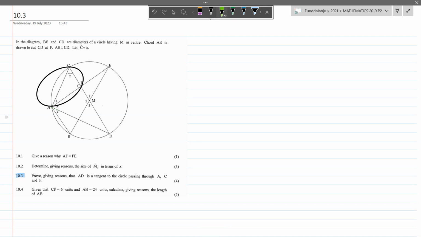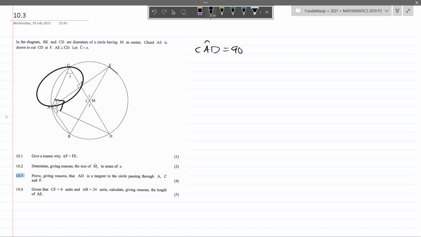So drawing this little picture just helps us to visualize what it is we're actually trying to prove and makes it that much easier, even if it is by a little bit. So here we can say that the angle CAD is equal to 90 degrees. So CAD is this angle here, 90 degrees. And we are saying this because this is an angle in a semicircle.